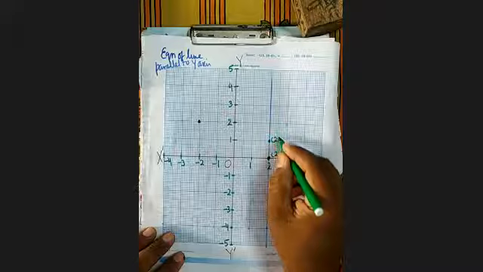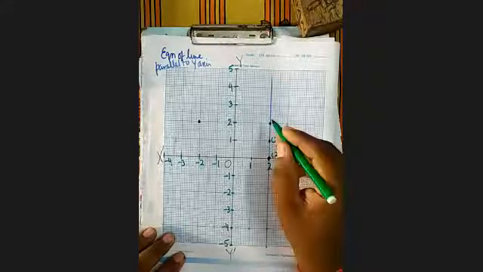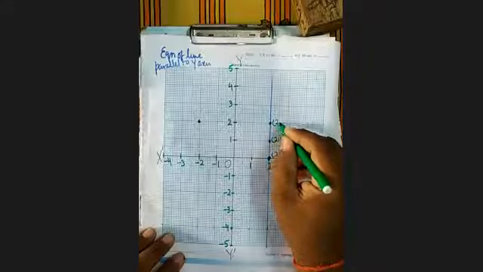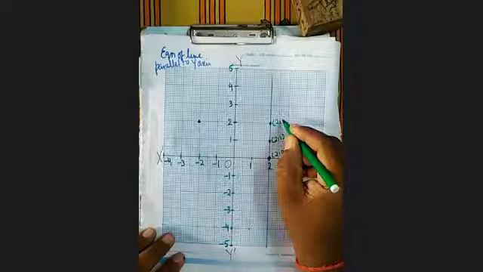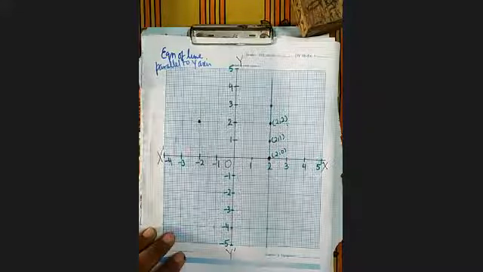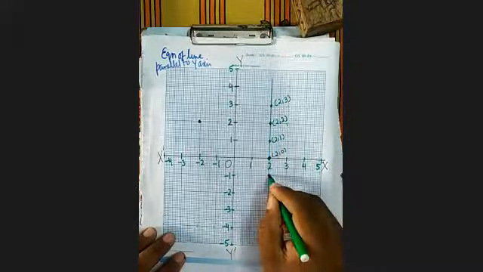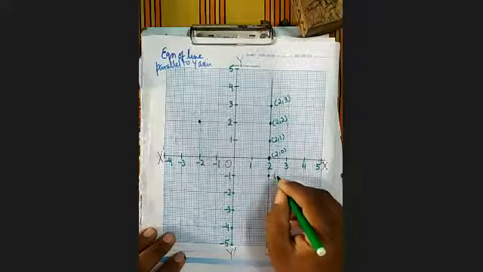Until you answer, we will not move ahead. This point: 2, 2. The coordinate of this point: 2, 3. What is the coordinate of this point? 2, -1.